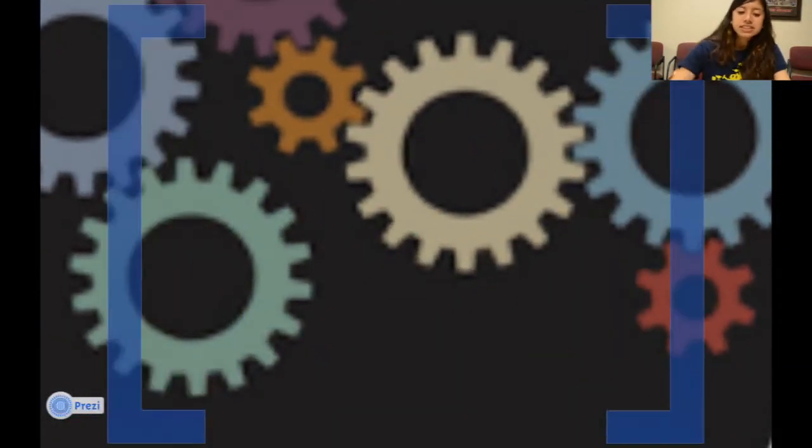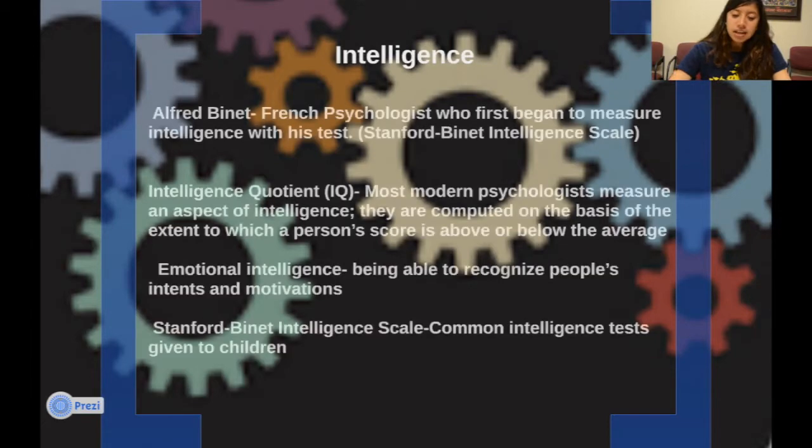We're looking at intelligence now, and what intelligence is, and the people. Alfred Binet, he was a French psychologist who first began to measure intelligence with his test, the Stanford-Binet intelligence scale. And we also have, what is the intelligence test? It's an IQ quotient. So yeah, most people know it as an IQ, which is the intelligence quotient. It's the most modern way that psychologists measure an aspect of intelligence, and then they compare it to the average, if it's above or below the score.